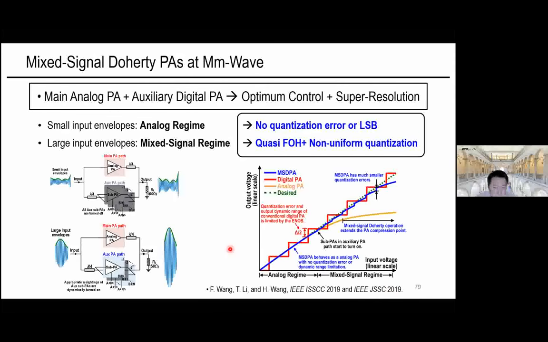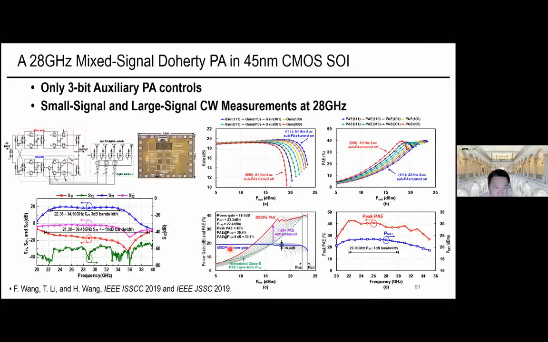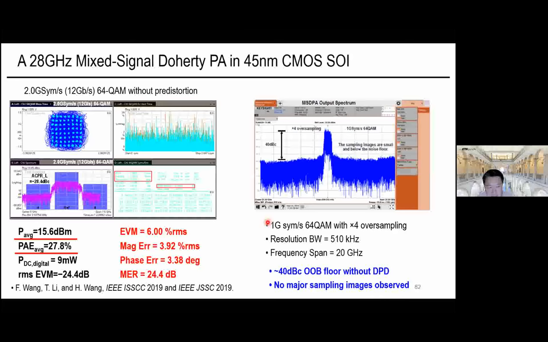I will not go through the details here, but if you're interested, you can take a look at this PA. It achieved very nice Doherty behavior and set the record for modulation-based efficiency. It achieves an average efficiency under wideband modulation of 27.8%.